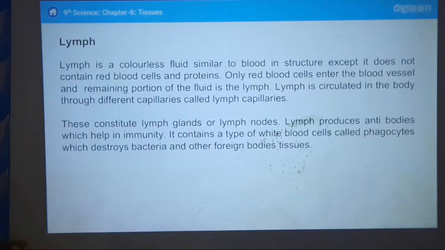Lymph produces antibodies which help in immunity. It contains a type of white blood cells called phagocytes, which destroy bacteria and other foreign body tissues.